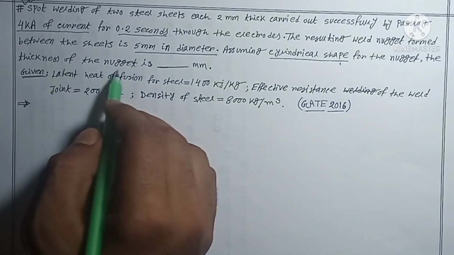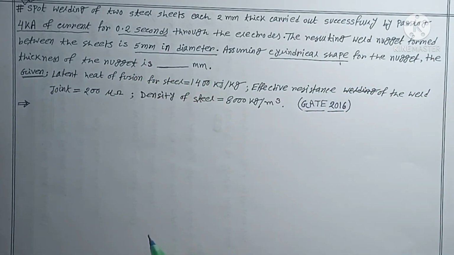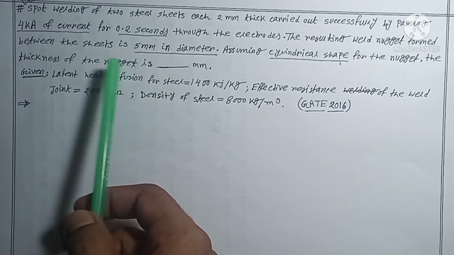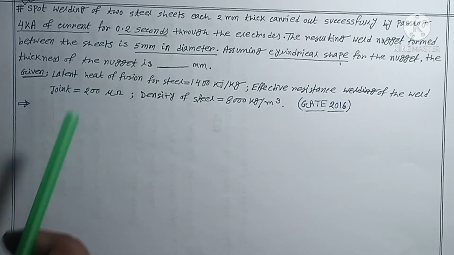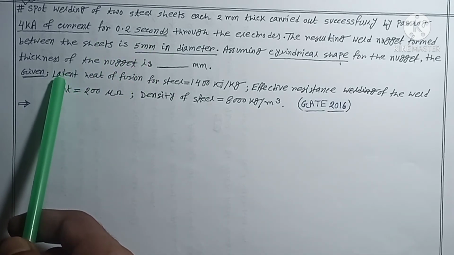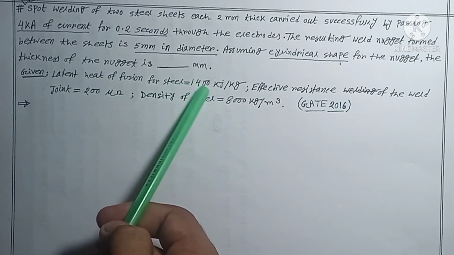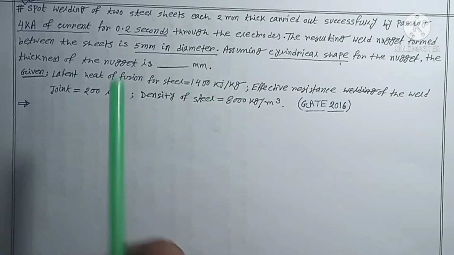The thickness of the nugget is how much? We have to find out whatever nugget will be formed. If the nugget's diameter is 5 mm, then what will be its height or thickness? Also they provide us the latent heat of fusion for steel, 1400 kilojoule per kg.